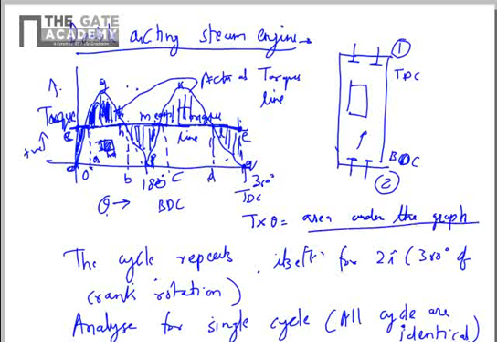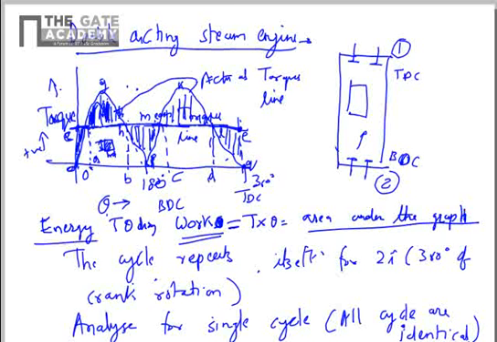So the area under the graph represents work. Hence you can find out energy from the T-theta diagram by taking the area under the graph.